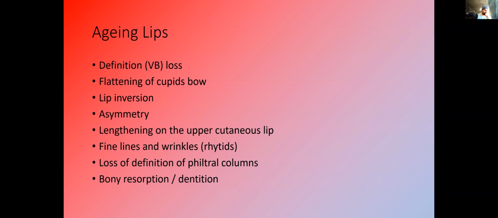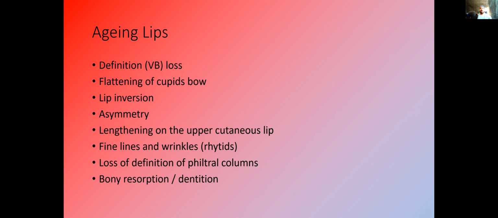So what happens during the aging process of the lips? We get loss of volume in the vermilion border. There's flattening of the cupid's bow, a bit of asymmetry going on. There's lengthening of the top lip, so the upper cutaneous lip, which is from the base of the nose to the vermilion border. And this actually gets longer. It's elongated as we age. Fine lines, or we call them smoker's lines or kisser's lines, if you like. And there's also bony resorption.